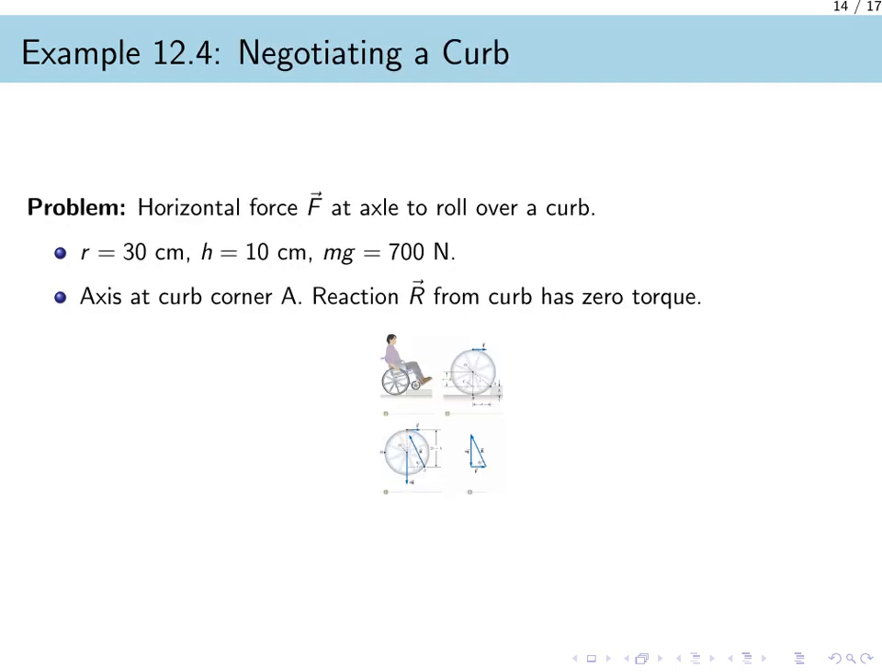Let us now analyze a more common scenario for getting over a curb, where the horizontal push is applied directly at the wheel's axle.